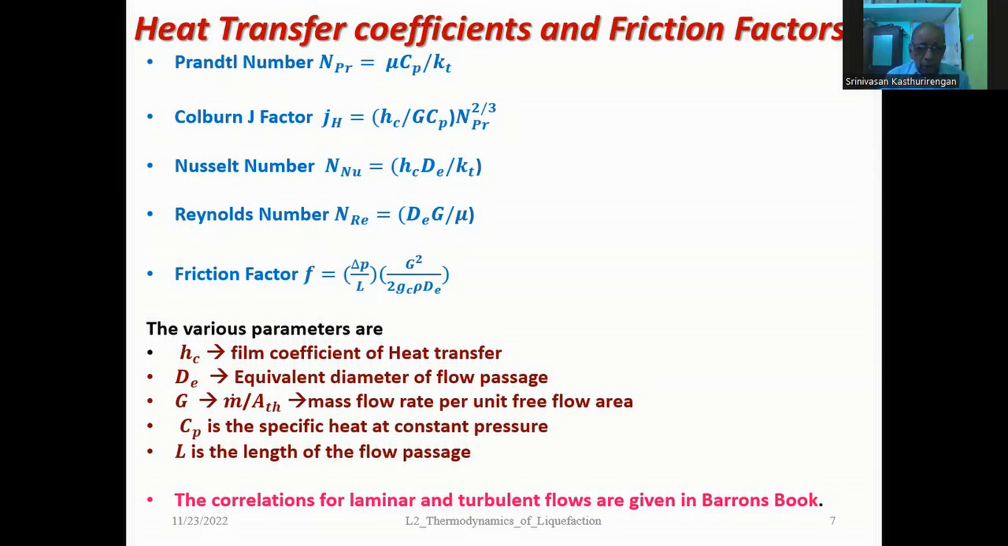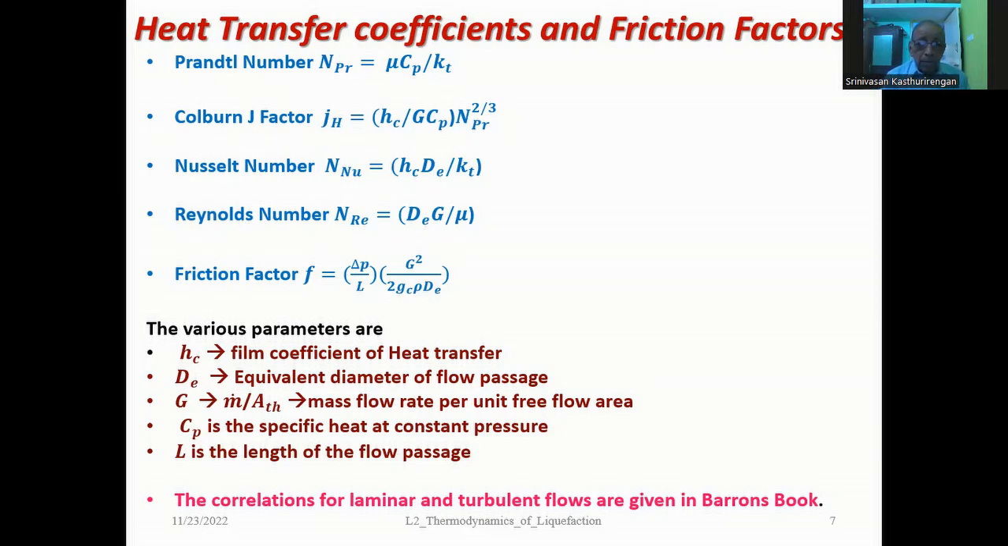And the Colburn J factor is another number. JH is Hc by G Cp, multiplied by the Prandtl number to the power 2 by 3. Hc is the film coefficient of heat transfer. G is the mass flow rate per unit free flow area, and Cp is the specific heat at constant pressure. In the Prandtl number, mu is the viscosity, Cp is the specific heat at constant pressure, and Kt represents the thermal conductivity.